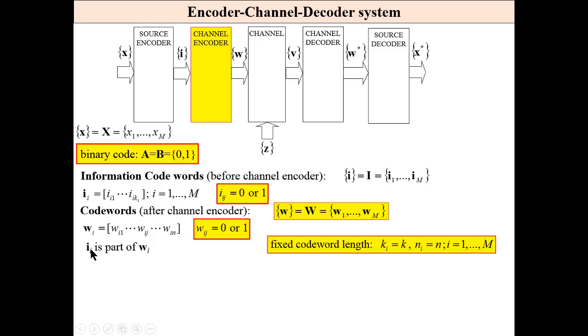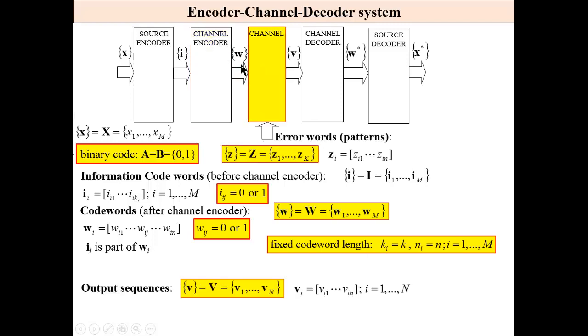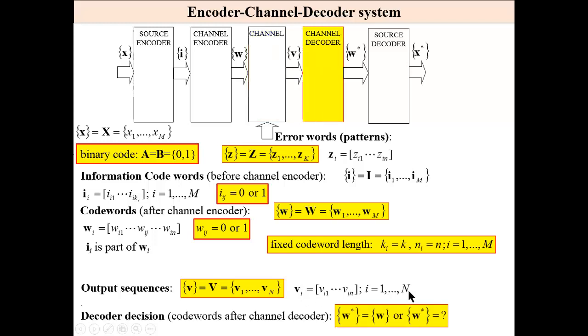For the given information word, the parity check bits are calculated to give the code word. Then these code words are transmitted through a noisy channel. Error patterns are added to give the output sequences. And in the channel decoder, the decision is made whether the obtained sequence is a code word or not. If not, then the correction or detection is taken.